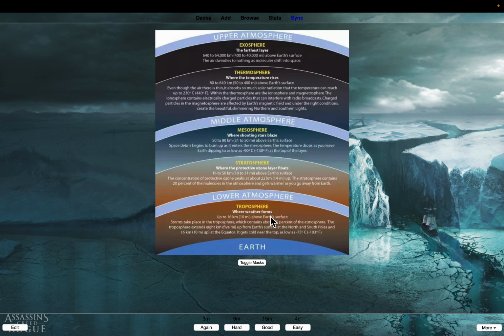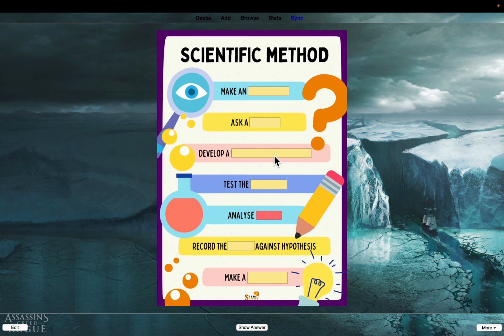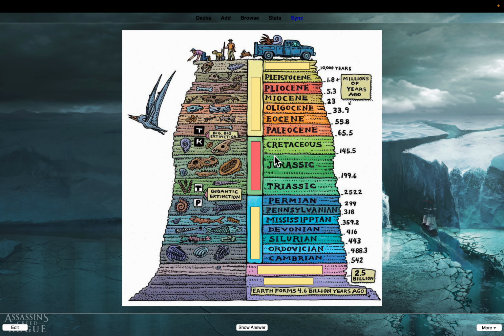Yeah, I almost forgot to mention. In the troposphere, this is where weather is evident. This is where weather forms. The stratosphere is where the ozone layer is located. Okay? I think that's all. Next, analyze results. Okay?